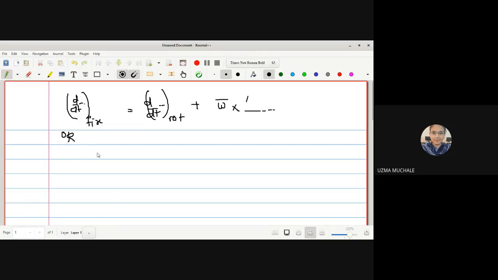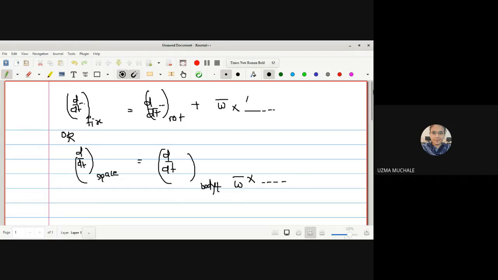Or in another way, we have to prove that d by dt of the space set of x's is equal to d by dt with the body set of x's consideration plus w cross the same quantity. We have to take the derivative of the same quantity which is appearing here. It is related to the space set of x's, and here we are going to set it for the body set of x's.